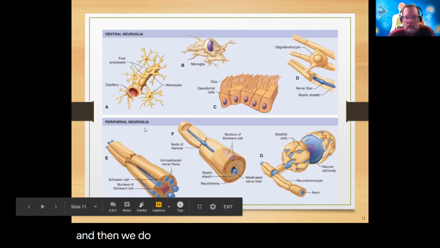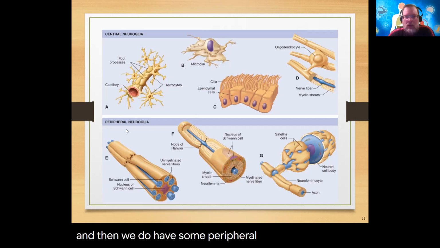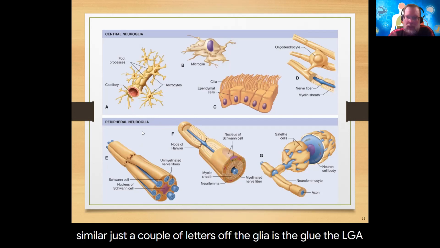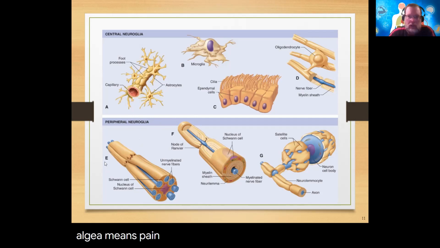And then we do have some peripheral cells. So there's neuroglia, right? It does look like neuralgia. Yep, I see where you're going, Stephanie, with neuralgia and neuroglia. Very similar, just a couple of letters off. The glia is the glue. The algia means pain.